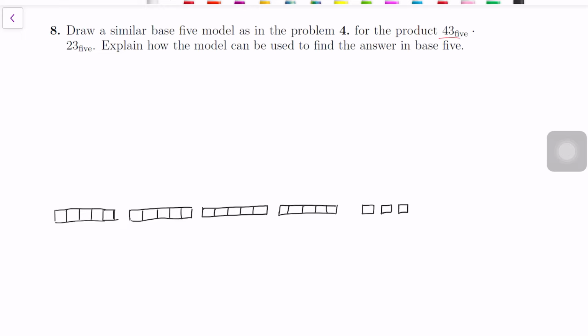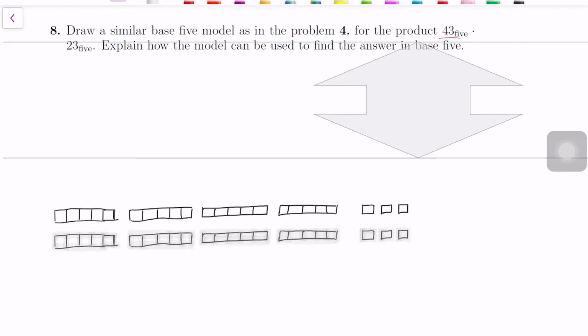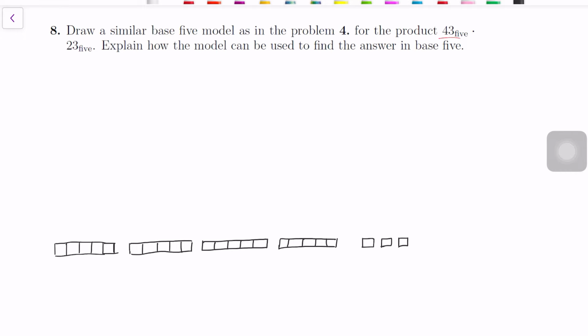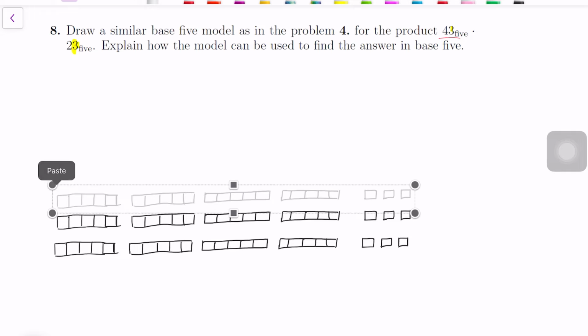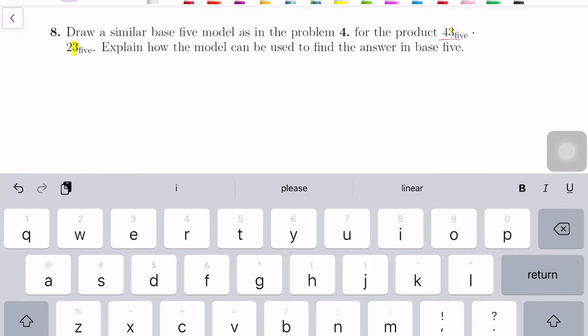Okay, so now we're gonna first multiply it by 3, right? Multiply it here by 3, this 3, because we're multiplying our 43 by 23. So first let's multiply by 3. So that means basically creating 3 copies, right, of the same that we had here, okay? Okay, so we multiplied by 3.